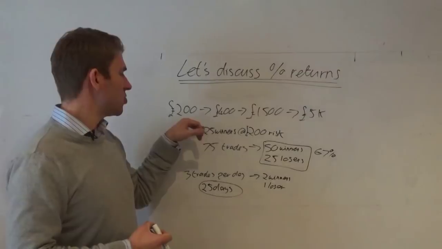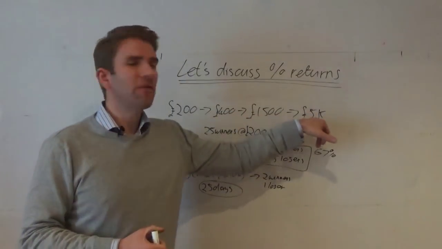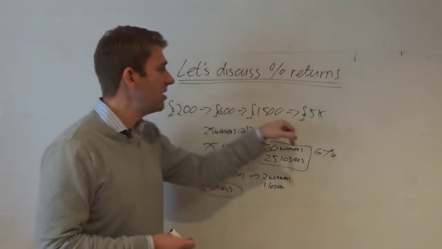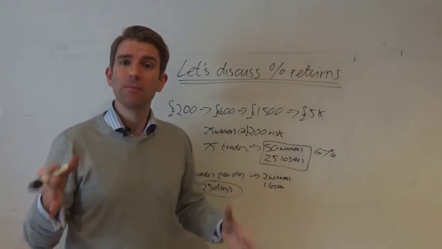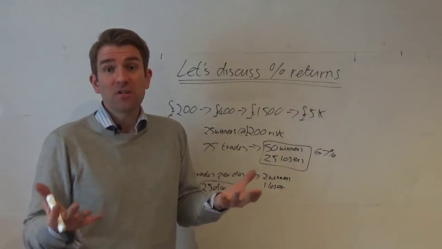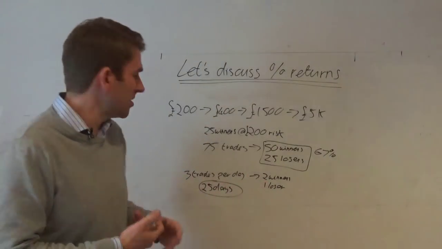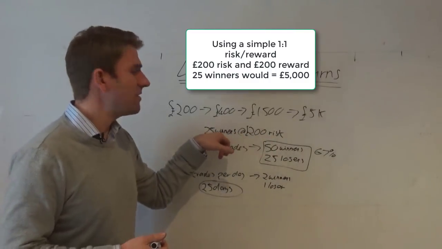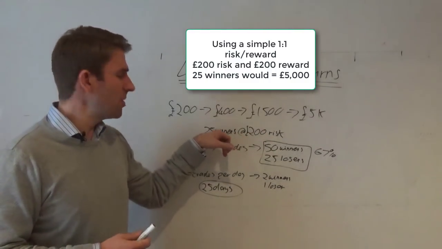Okay, you can move that 200 to 400 to 1,500 to 5,000. All of a sudden you're talking 2,500% return. Sounds crazy, right? But let's just look at how relatively simple it is to have that return. So let's say we have 200 pounds risk. That's 25 winners that will give us that. So let's put it into perspective.